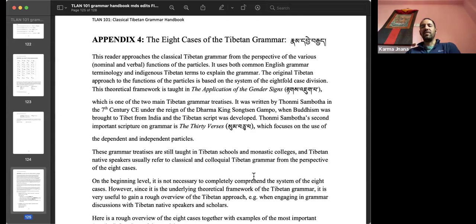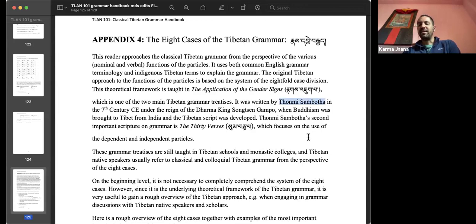So if translating this text, it helps to know. However, it is not necessary. I feel like this really is up to each one of us, depending on how technical you want to get. Or I should mention this: there are two main grammar texts developed by Thonmi Sambhota.